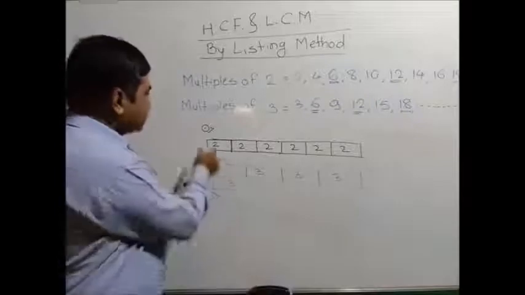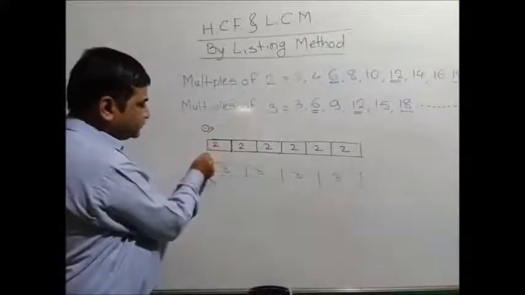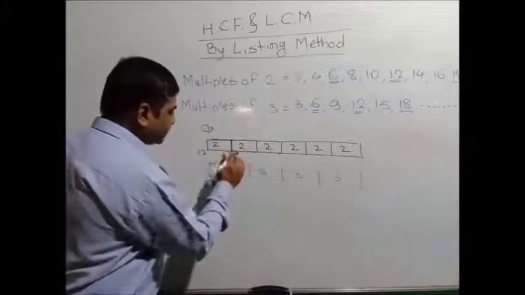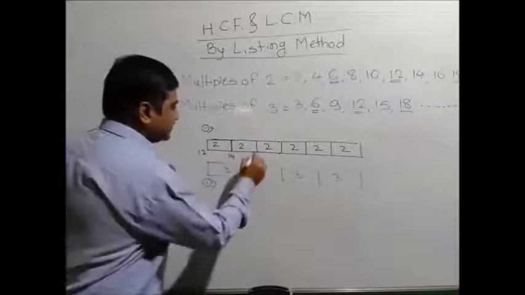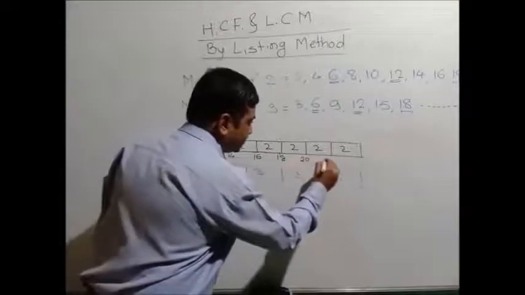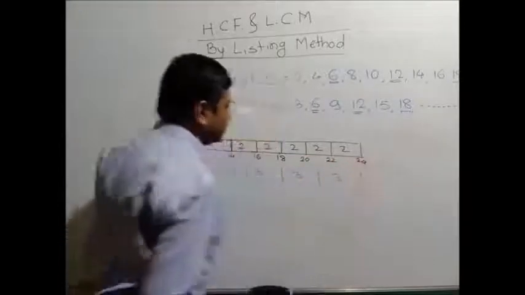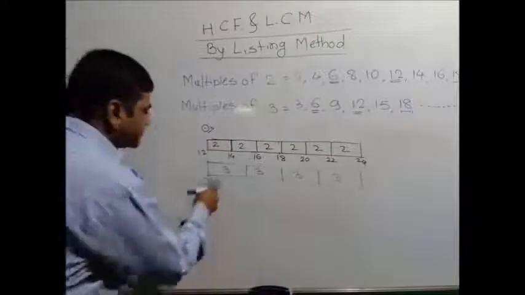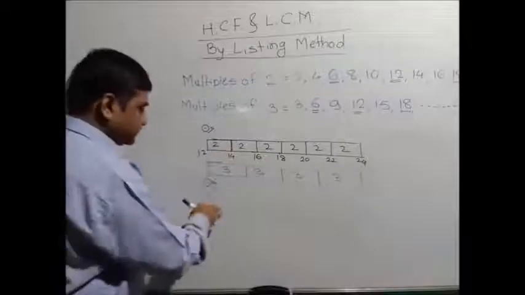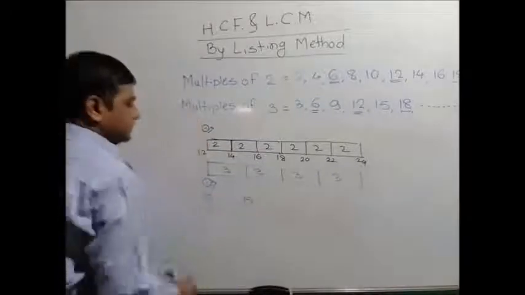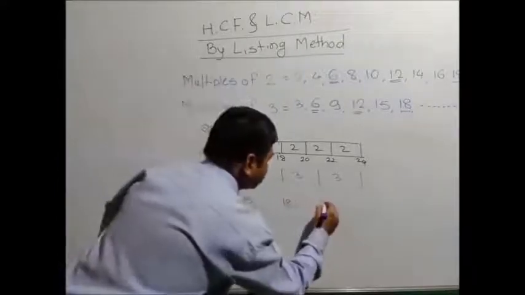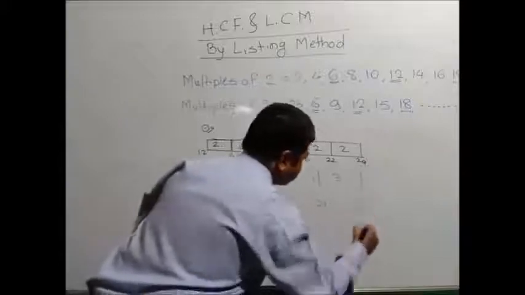Now you can see that the first bell rings at 12. Okay, so I am writing the timings also. It rings at 12, then at 14, then at 16, then at 18, then 20, 22 and 24. Then for bell number 2 we write the timings: 12. After 3 hours means 12 plus 3, we have 15. After 15 we have 18, after 18 we have 21, and after 21 we have 24.